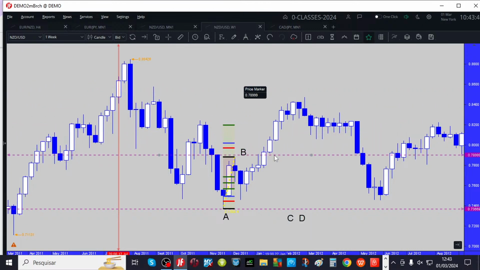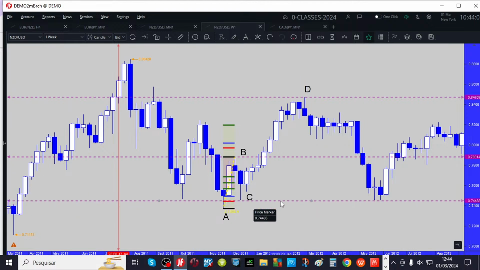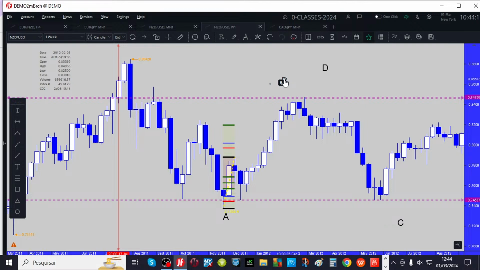Okay? Horizontal lines, A to B. This is the C, right? It's the lowest point inside the AB boundary. And then blue went to blue, but again it didn't stop, so we need to find the high. So that's the high, that's the D. A goes to C, B goes to D. And you have a new up Fibonacci sequence.